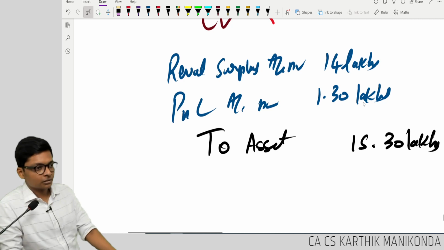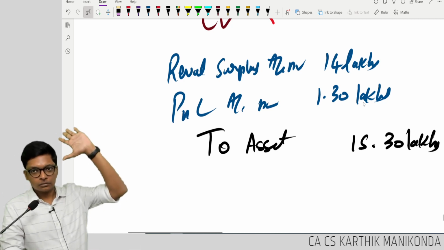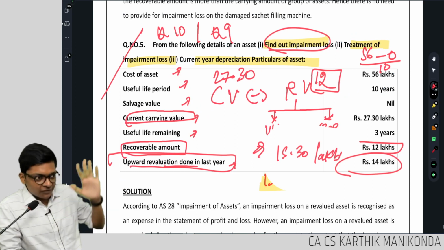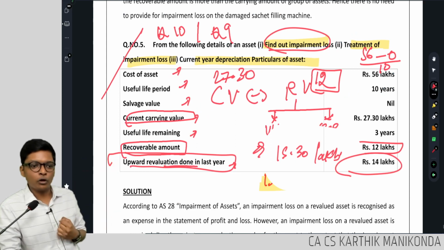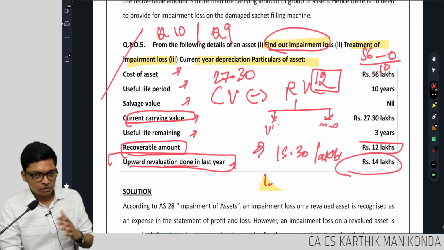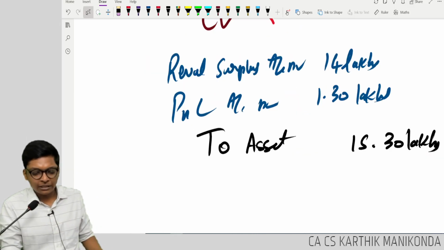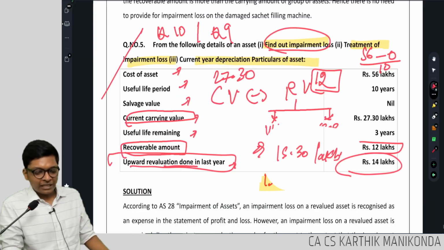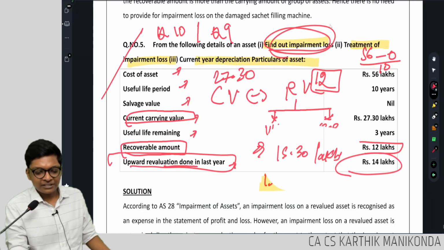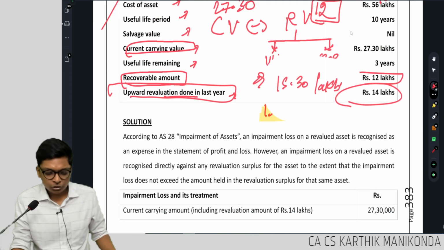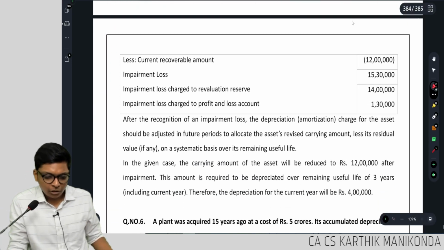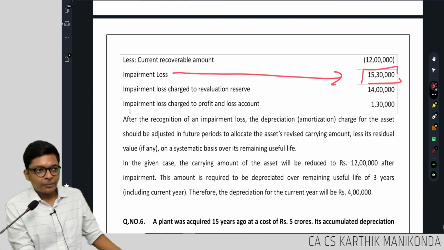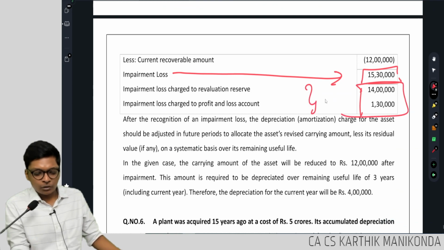Are you following, guys? How many of you got this correctly? Understanding simple sum. I scared you by telling it's the final sum. It's actually a final sum. But that's all the sum. Ram, getting it? Everybody got it? No computation, nothing complex. This is your impairment loss. The question asked first to find out impairment loss. First answer is 15.30. Let's go down and check. Look at this. Impairment loss 15 lakh 30. Accounting for impairment loss: 14 and 1 lakh 30,000 separately.